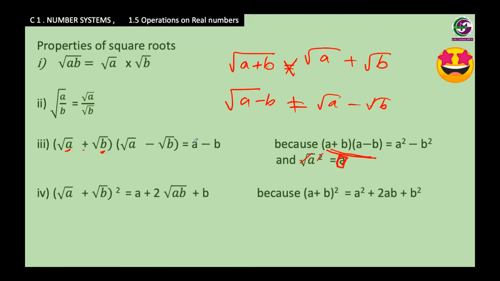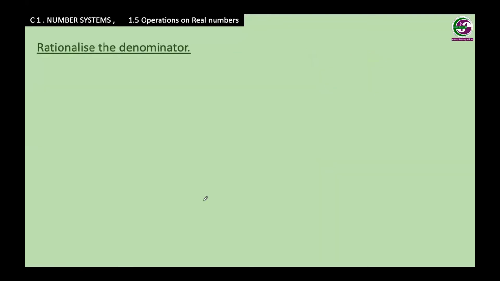Now, A plus B whole square. Again, what is A plus B whole square? A square plus 2AB plus B square. Simple. So we have the same idea here, but square root of A whole square means it's only A, plus 2 times square root of A times square root of B, which is 2 root AB, plus square root of B power 2. That root and square will get cancelled and you will get this number. Is that okay?